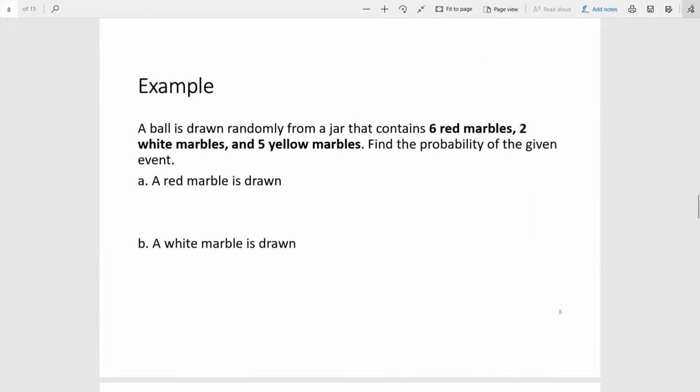Now, a ball is drawn randomly from a jar that contains 6 red marbles, 2 white marbles, and 5 yellow marbles. Find the probability of the given event. A red marble is drawn. How many red marbles do you have? You have 6. And looking at how many total marbles you have, you have 6 plus 2 plus 5, which is 13 marbles. So the probability would be 6 out of 13.